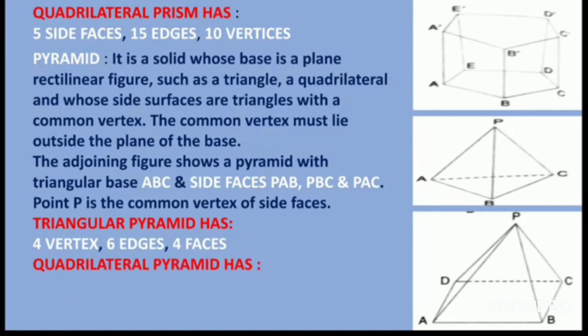Similarly, a quadrilateral pyramid has 5 vertices, you can see 5 corners, D, A, B, C and P are the 5 vertices, 8 edges, 8 lines, and 5 faces.